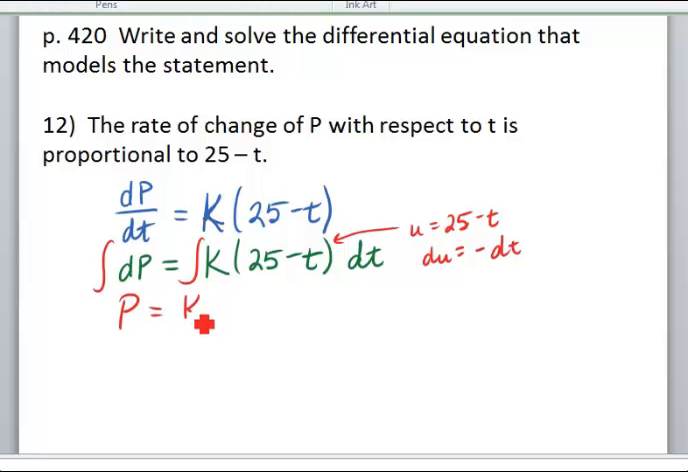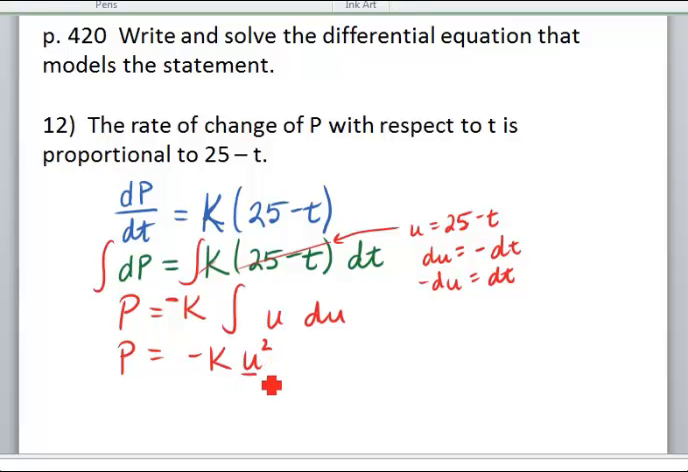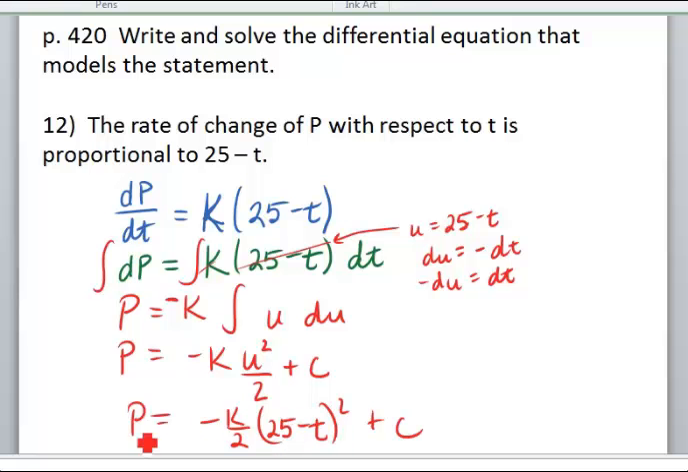Let's go ahead and put the k out front. The integral of, I've taken care of that part. I've got u, that's this part, and then I need the dt, so I need a negative du. So I've got a negative and a du here. So p is equal to negative k, u to the second over 2, plus c. So that is really just negative k over 2, that's my constant, u squared plus c. So my u again is 25 minus t.